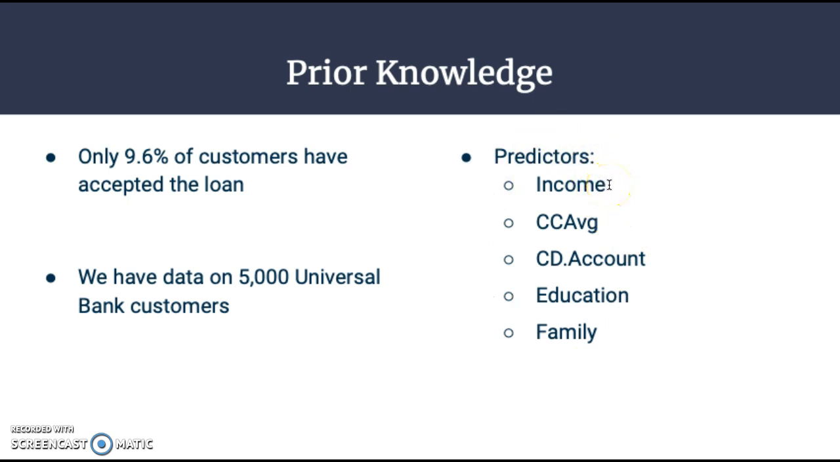The first predictor that customers have is income, which is measured in thousands of dollars and is the annual income that customers have. The second is simply credit card average, known as CC average as I have listed. The third is CD account, which is whether or not a person has deposited an account with the bank. The fourth predictor is education status, so whether an individual has a bachelor's degree, master's degree, or an advanced degree. And the final predictor for the individuals that Universal Bank has given us is family, which is measured in the amount of immediate family that the individual has.